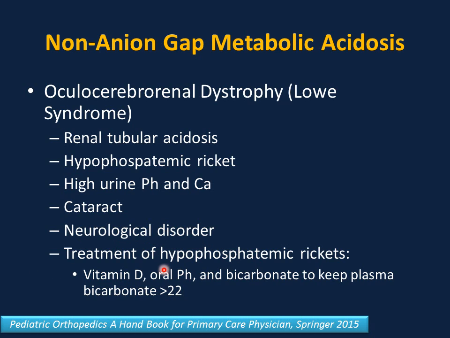The treatment of this case of hypophosphatemic rickets is vitamin D, oral phosphorus, and bicarb to keep the plasma bicarb more than 22.